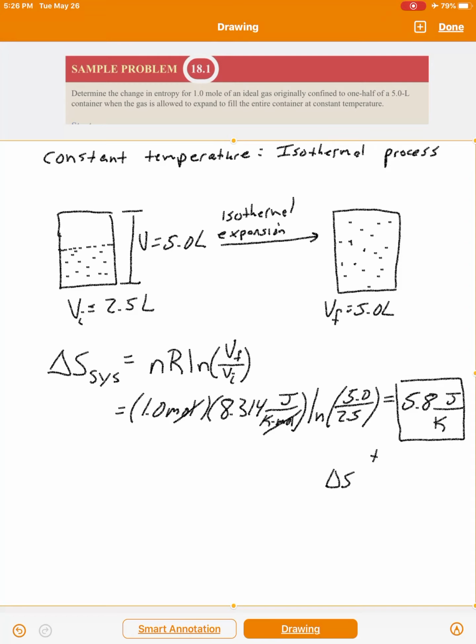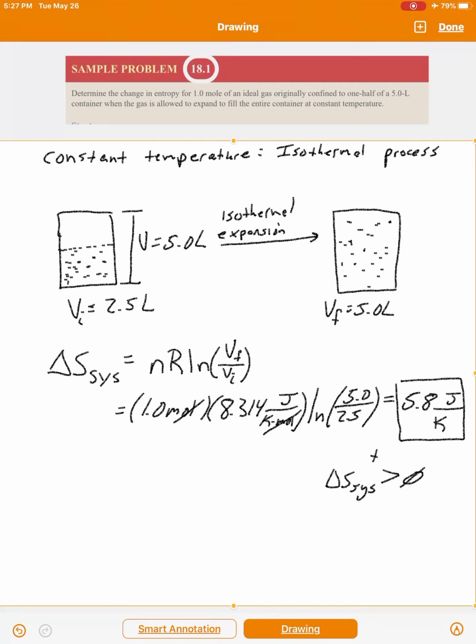Delta S of the system is greater than 0. And that's what we would expect for an isothermal expansion of a gas. The amount of internal entropy that this gas has is less when it's in a smaller volume. It has more freedom in the larger volume.